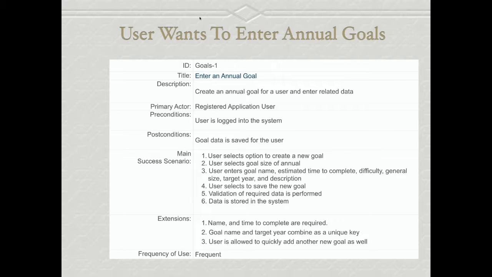It'll confuse the user. Title is something user friendly again. Description is the same thing. And with the description, you want enough there for yourself to note that this is my goal, this is my use case, and this is really what I want it to do. We talked about use cases having an actor. In this case, it's the primary actor, and it's actually the only actor. It's going to be a registered application user.